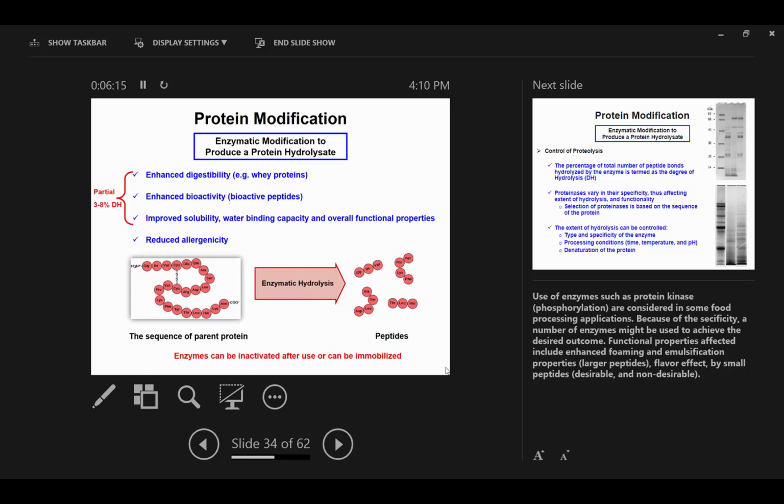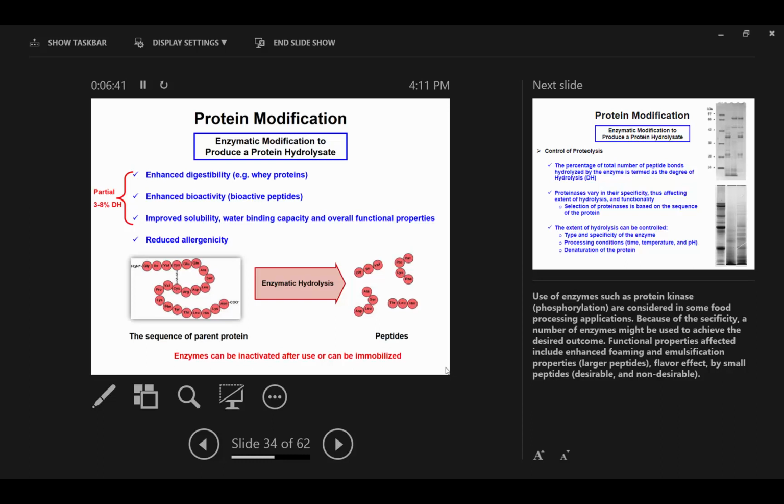And with hydrolysis, you improve solubility, water binding, and other functional properties, but really it depends on the enzyme you use, on the degree of hydrolysis, and also the conditions you use for the hydrolysis. I have here reduced allergenicity, but to have a really hypoallergenic product, you really have to have a very high degree of hydrolysis.